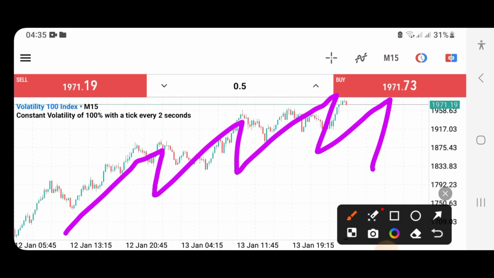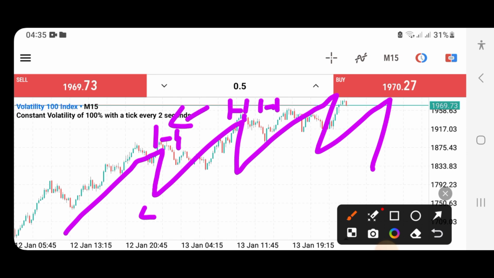Okay, so we say this is the highest price, and this is the lowest market price. This is the highest price, which is higher than the previous high. This one is higher than the previous low. So this is the impulse of the market. Whenever the market moves, know that it respects these structures.